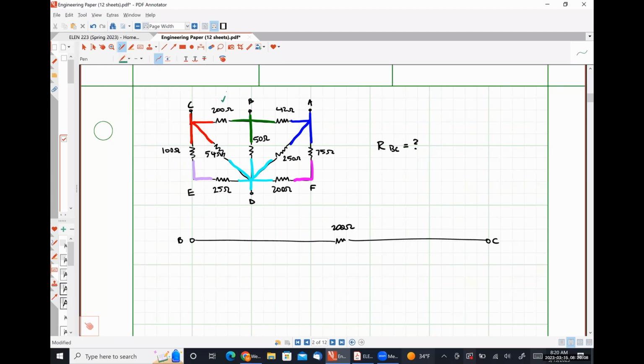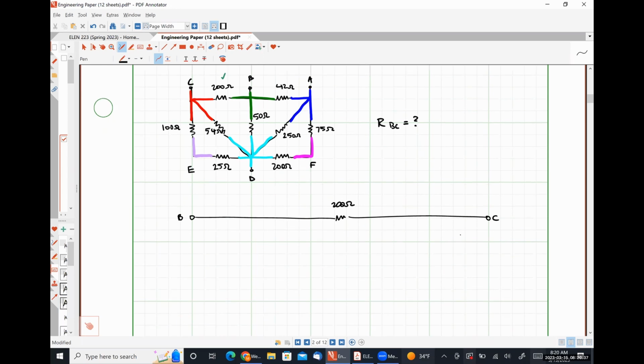I'm going to put a little check mark there to remind me that I've already taken care of that path. So that's the simplest way to get from B to C. And now we have to explore our other paths, right? Another way that I can get from B to C is to go through node D, right? There's a path from B to D to C.